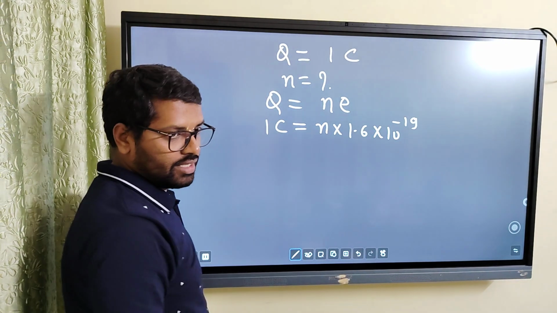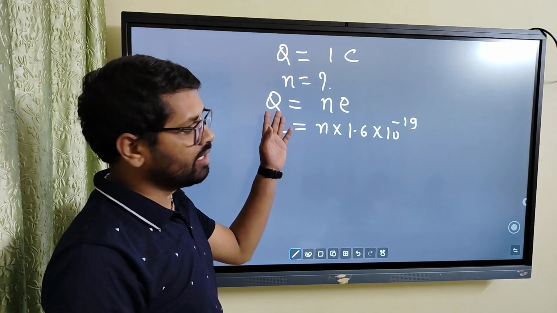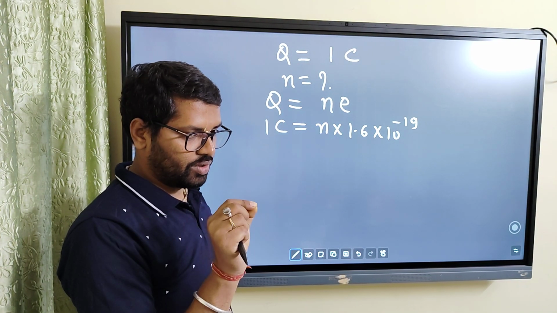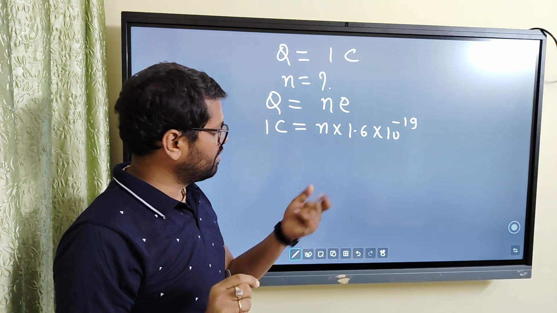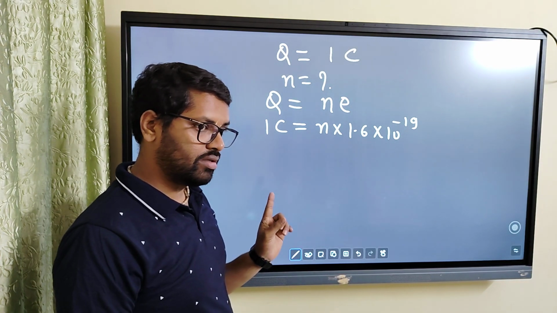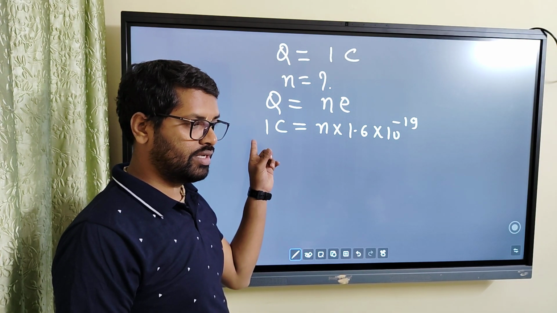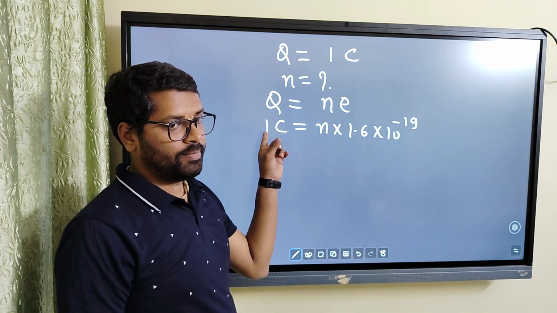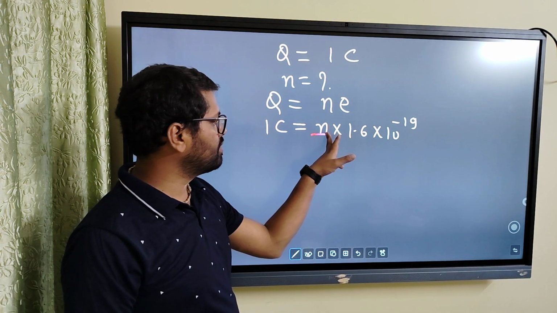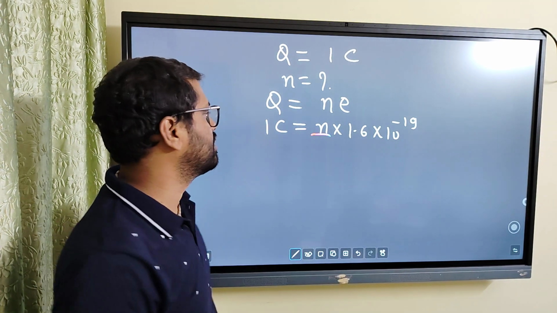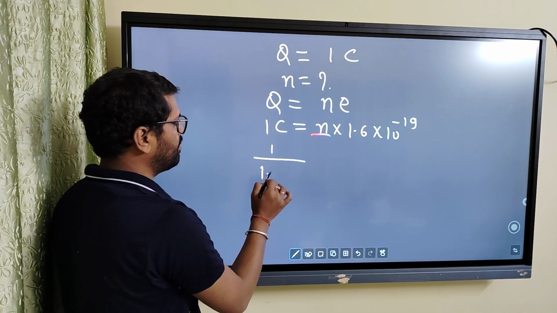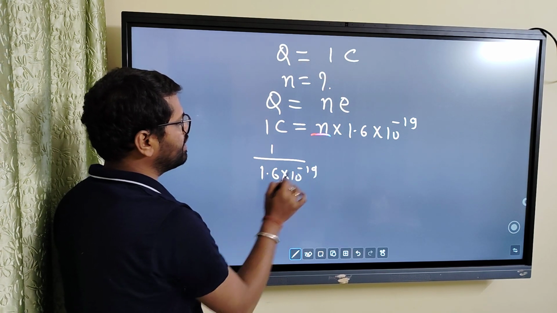See, we have to use the formula Q equals Ne. And you have to understand that if 1 electron or 1 proton is there, the charge is very, very small, 1.6 into 10 power minus 19 coulomb. Now they want 1 coulomb of charge, so the number of electrons will be more, right? So we have to count the number of electrons for 1 coulomb charge. With a simple equation, n will be 1 by 1.6 into 10 power minus 19.